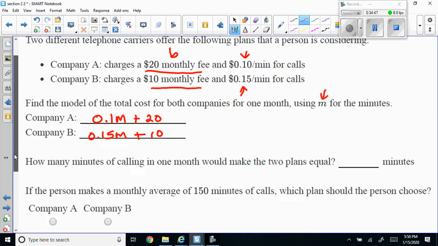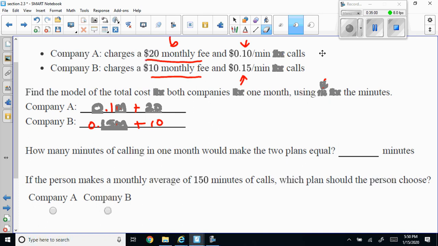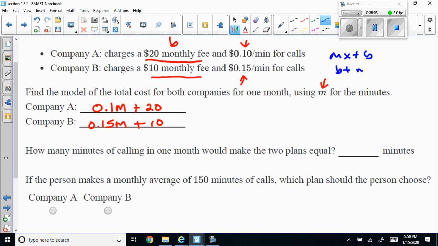Would we have got it wrong if we wrote the opposite way? What do you mean? I wrote 20 plus 0.1 m. It's just because I read it that way. Yeah, that's correct. Traditionally we'll go mx plus b, but is it wrong if it's that way? No. Because of the commutative property of addition, if you're adding two things, you're good, right? So we can switch them around.